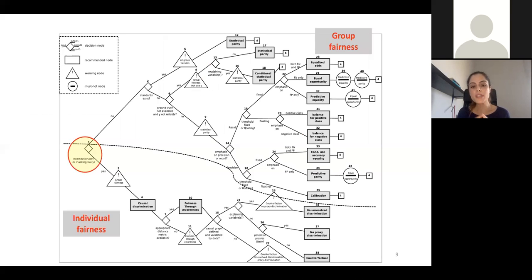Now, more intuitively, in case intersectionality or masking or both of them are likely to occur, it is not good for fairness purposes to aggregate individuals together. That is, we should treat them individually and use one of the individual fairness notions, as this warning note tells us in the diagram.